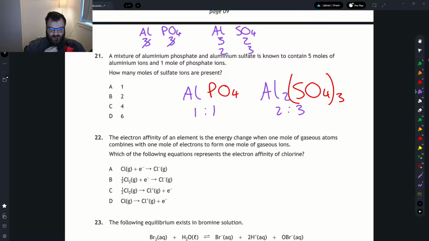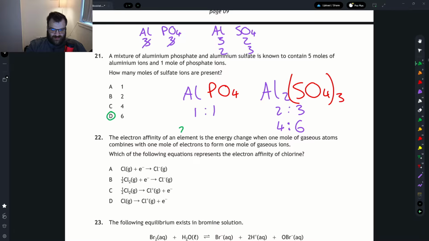We're told there's 5 moles of aluminium. Now, importantly, that's 5 moles total. So that could be, let me get my maths right, 3 and 2 would give you 5. It could be 4 and 1. We don't know for certain, but we are told there's only 1 mole of phosphate. Well, if there's 1 mole of phosphate, that means there has to be 1 mole of aluminium in this chemical, because it's 1-to-1. That leaves us with 4 moles here. The 2-to-3 ratio, if you divide 4 by 2, then multiply it by 3, that gives you 6 of that. And that's going to be our answer of 6 for that.